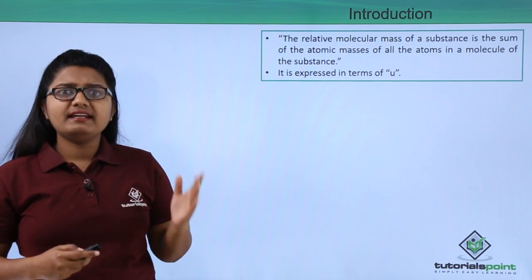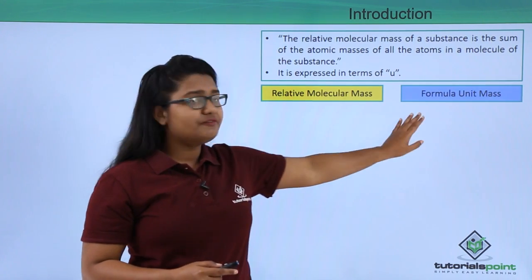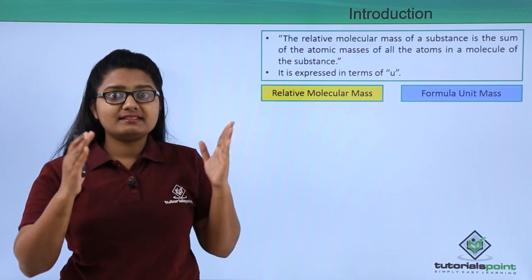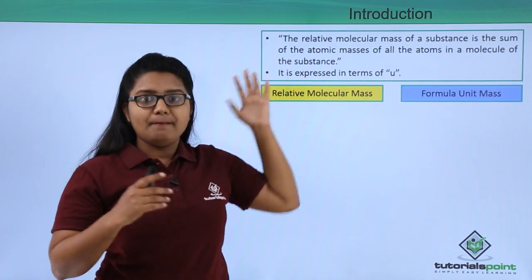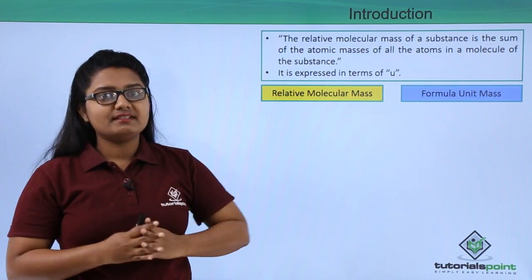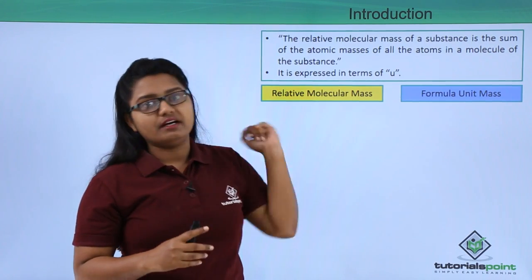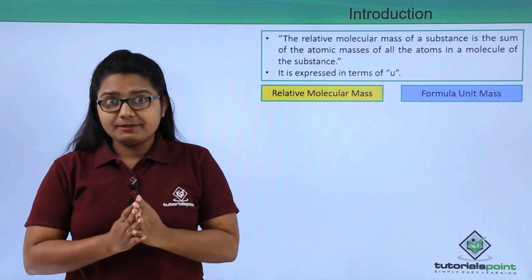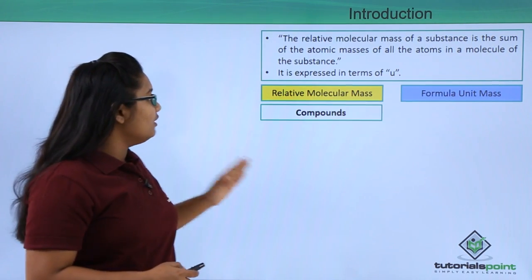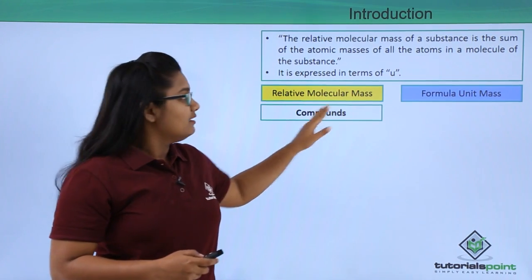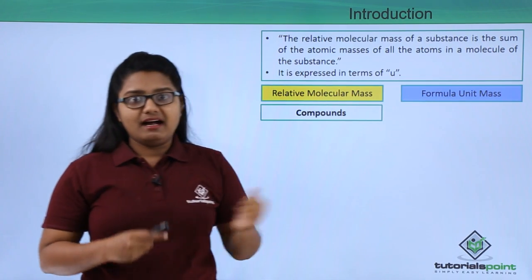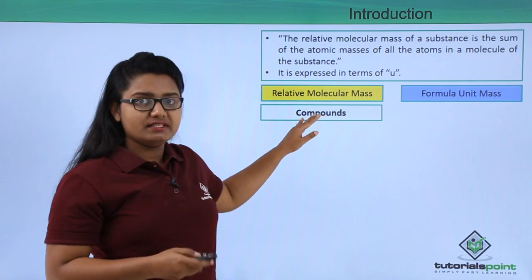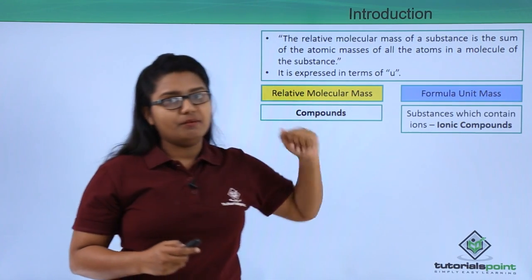Now the process of finding the relative molecular mass and the formula unit mass is exactly the same. We do exactly the same thing to find out these two things, but there is a small difference in the usage of these two terms. The term relative molecular mass is quite generic. It is used for all the compounds, but the term formula unit mass is used only for a small class of compounds which we call ionic compounds.